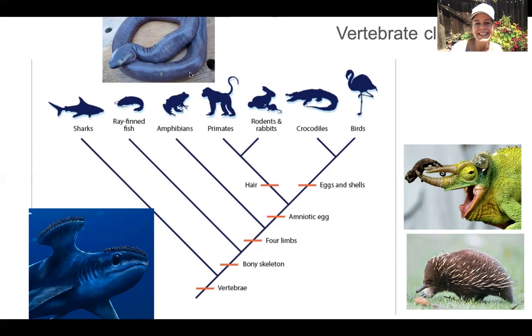The top here, this slimy looking or shiny looking worm thing is an amphibian called a caecilian, but it's a legless amphibian that looks more like a worm or a snake, just showing the diversity of life. And again, the bottom here is a prehistoric shark that's no longer around.